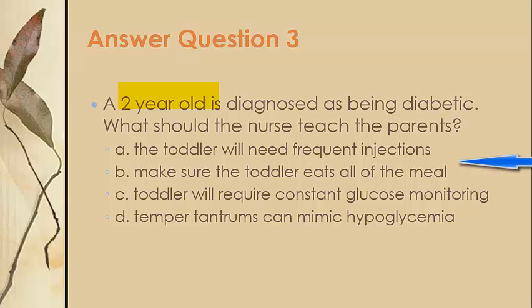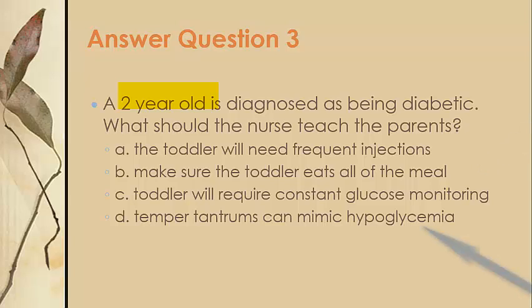They may eat one day and not the next, or they may eat one meal and not the next meal. So that is not a realistic teaching for the parents. Toddler will require constant glucose monitoring. At first, the toddler will require frequent glucose monitoring, but it does not need to be constant. So you can X that off.